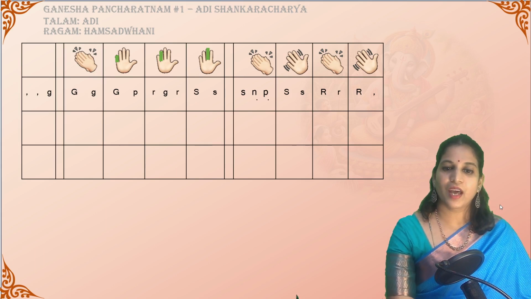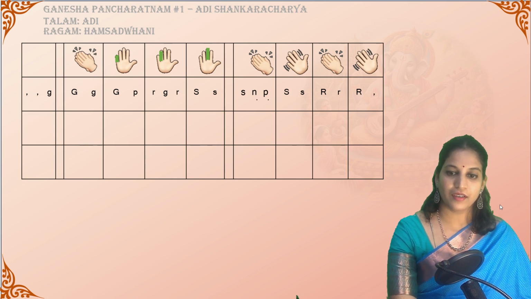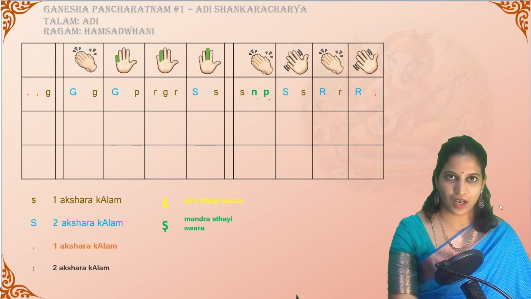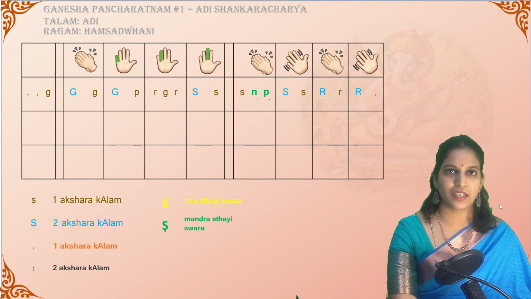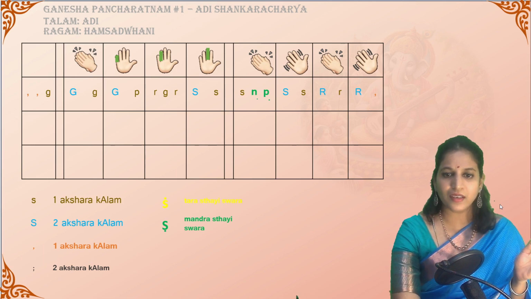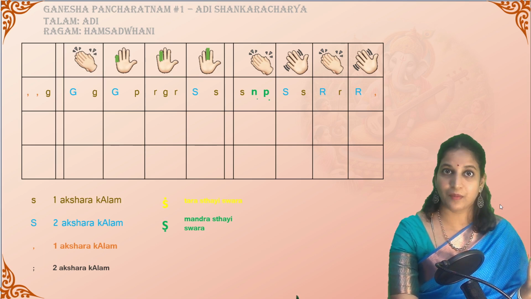We're going to look at how to understand the letters here. There are capital letters, small letters, letters with a dot below and a comma in the end. What are these? A small letter is one akshara kalam, meaning the smallest unit of time in music compositions. It can be considered as the time it takes to spell one akshara. Sa, re, ga, ma, pa, da, ni without any dirgham.